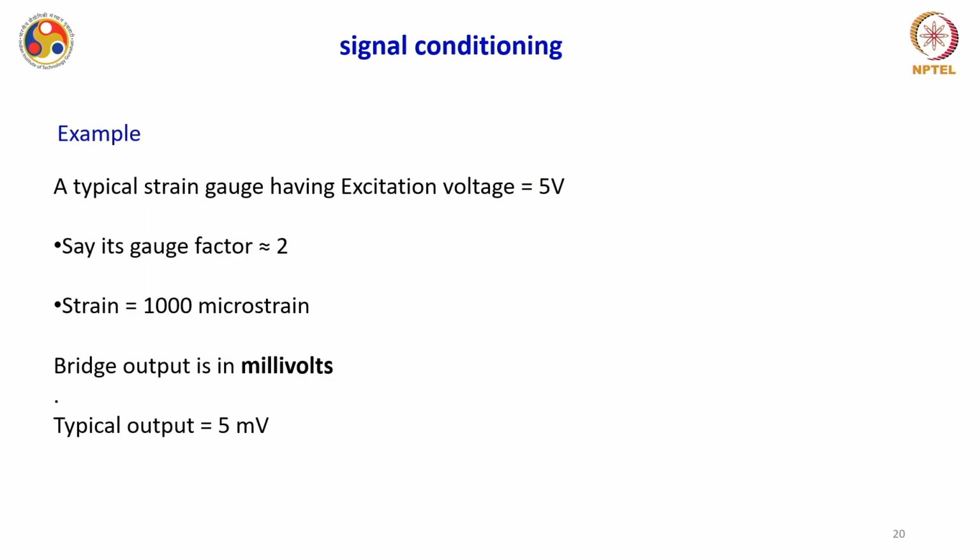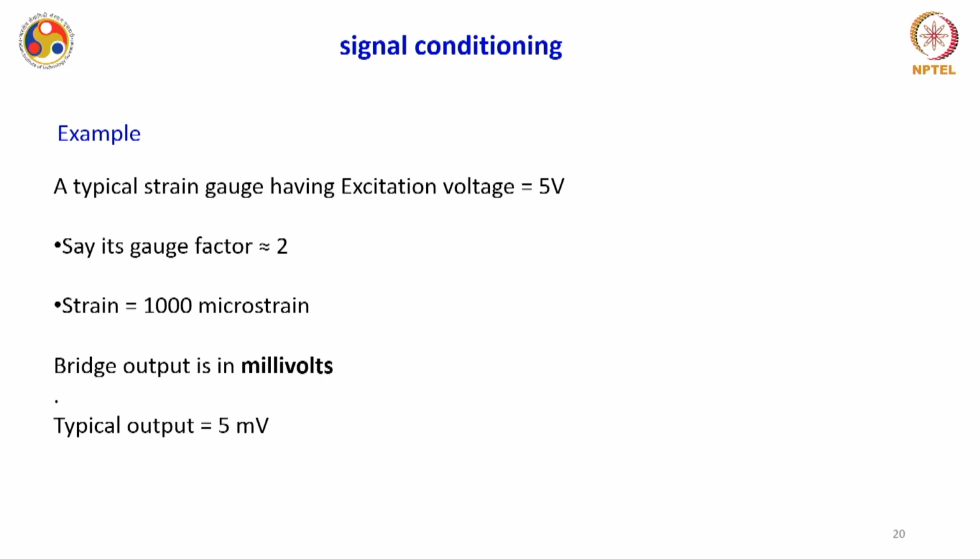However, if you see, you have the output, but the output is very small. It is not a very high amplitude, so you need some post processing of this. Let's understand this with an example. Take a typical strain gauge with an excitation voltage of say 5 volts, made of metal, with a gauge factor of around 2, which is of course high for metallic strain gauges, and a strain of about 1000 microstrain.